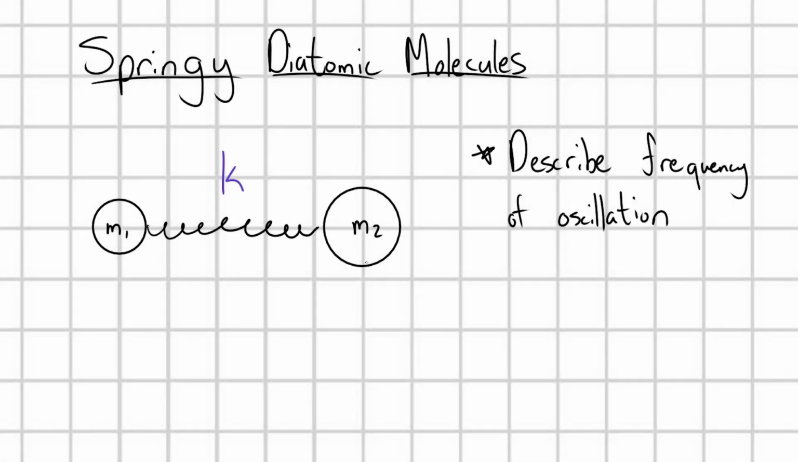Hello there. In this video we're going to look at the equation of motion for the spring model of a diatomic molecule, determine the frequency of oscillation, and then we're going to discuss a little bit about infrared spectroscopy at the end.